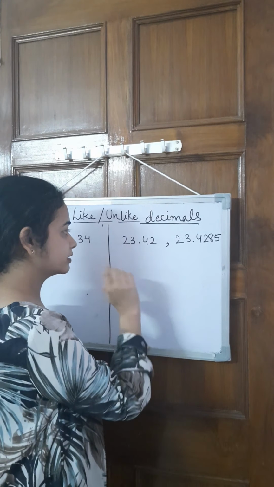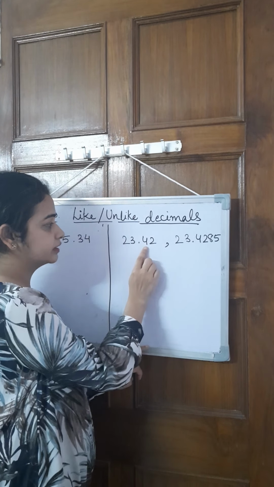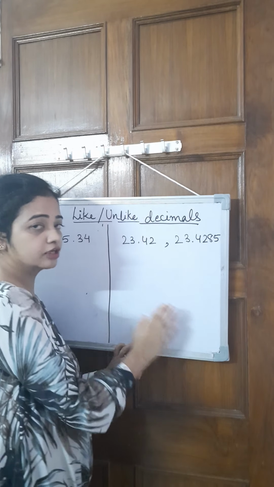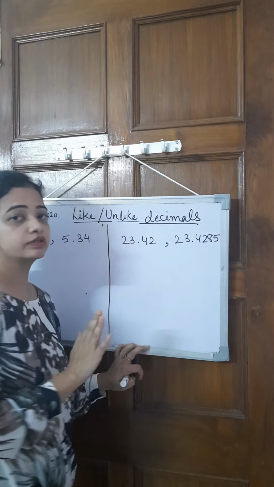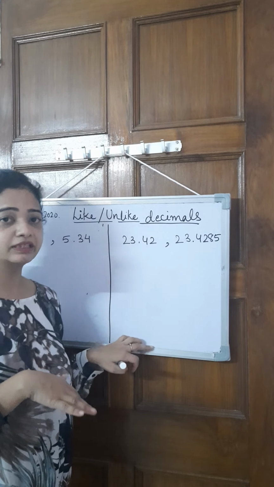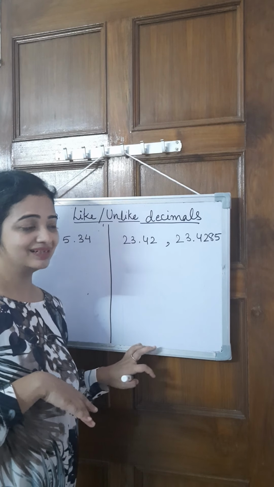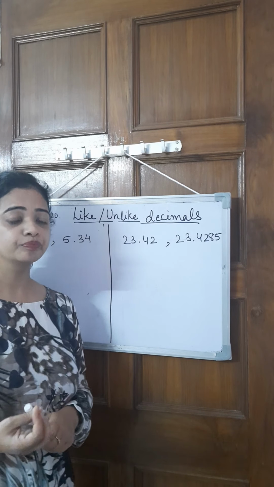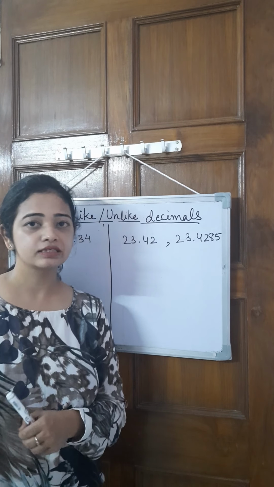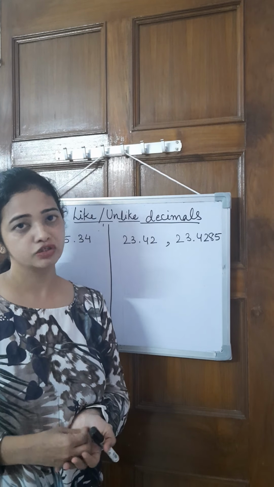In a similar manner, if I compare these two, after the decimal I have two places, here after the decimal I have four places. So again these two are unlike decimals. To convert them to like decimals, one thing we know is that after the point I can add as many zeros as I want, and that will not change the number.